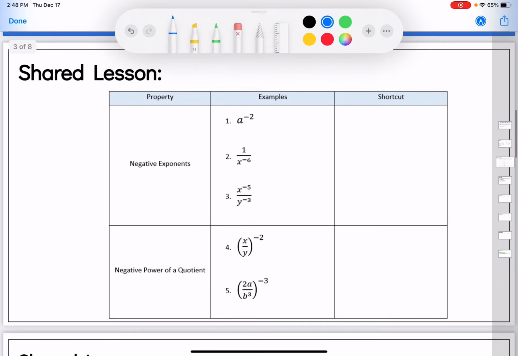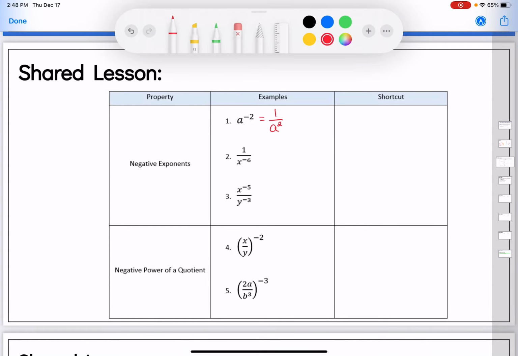So if I really narrow it down then, in this one, we just did a to the negative 2nd in our warm-up, right? So we just learned that that really means 1 over a to the 2nd. So that negative exponent is telling me to move that base down to the bottom. And notice when I move it down to the bottom of the fraction, my exponent has now become positive.